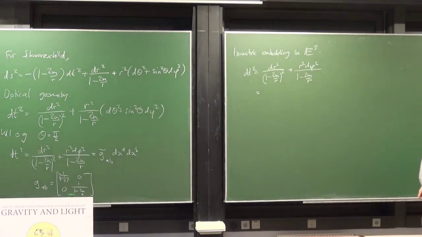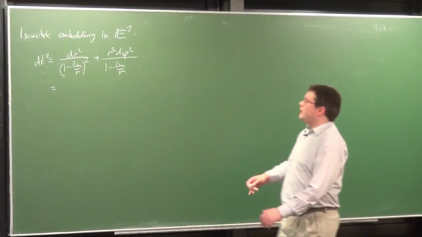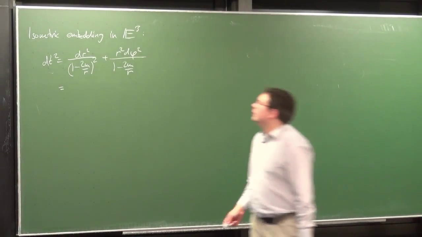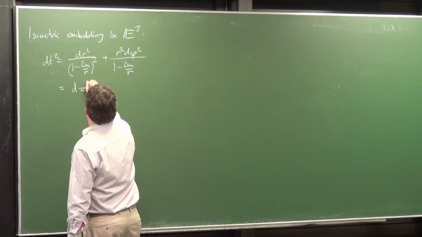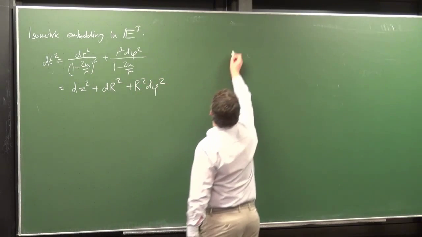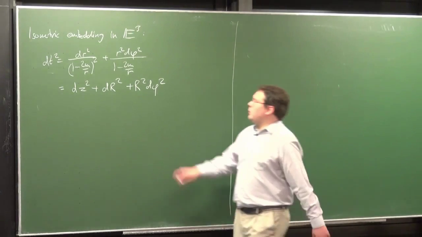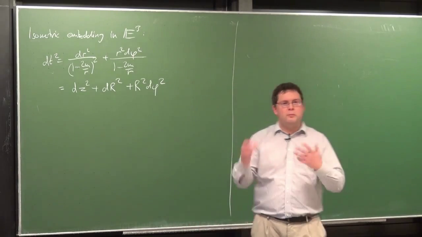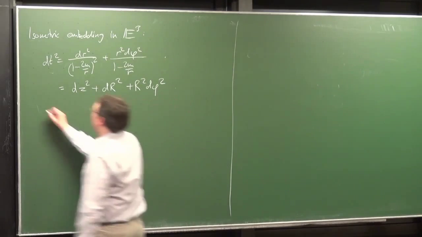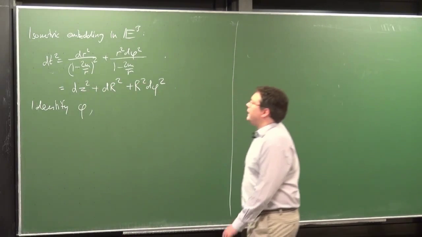So what we want, since it's an isometric embedding, is for this to be the Euclidean metric in three-dimensional space. Let's say, by exploiting the symmetry that we have, we look at cylindrical coordinates, right? So we want something like dz squared plus dr squared plus r squared d phi squared. And it probably makes sense to identify the polar coordinates. We use the same polar coordinates in the optical metric as well as in our embedding geometry. So we identify the phi's.